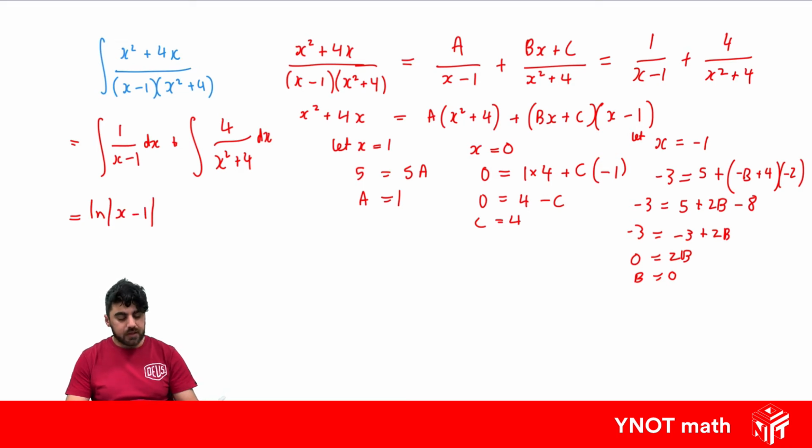Now over here, this is very much looking like inverse tan, where we have x squared plus a squared, where a is equal to 2, and we just need 2 in the numerator, so we can take 2 out as a factor, and we'll get plus 2 times the inverse tan of x over a, which is 2, plus a constant.